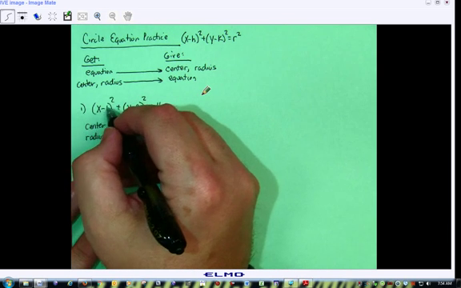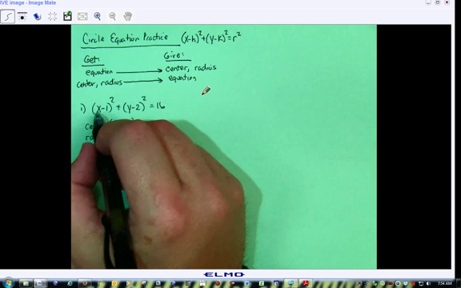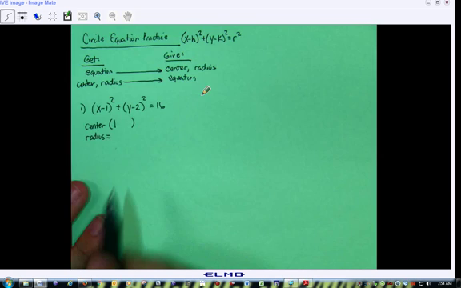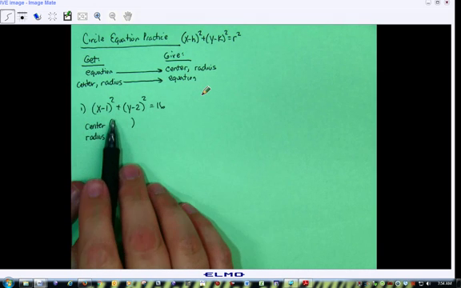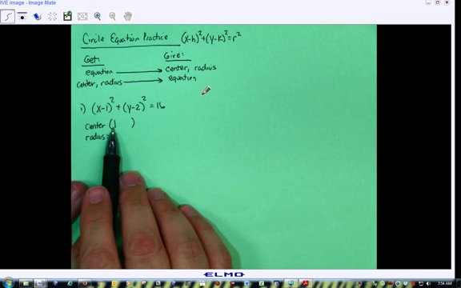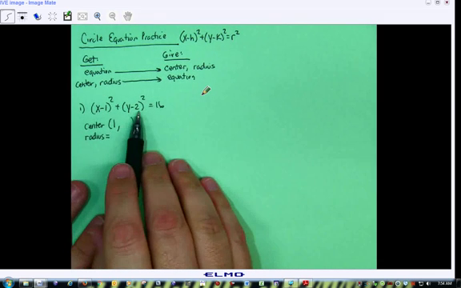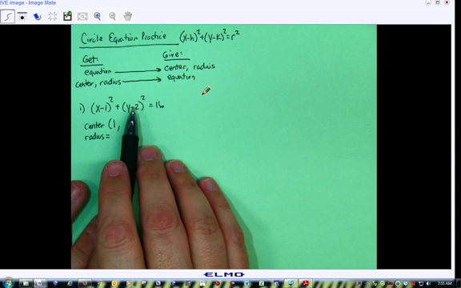The x-coordinate is going to be, you take a look at this number, it's x minus 1. We're going to take the opposite of what number we see. So if we see x minus 1, we're going to use 1. Now, what's the y-coordinate? On the count of 3. 1, 2, 3. 2.